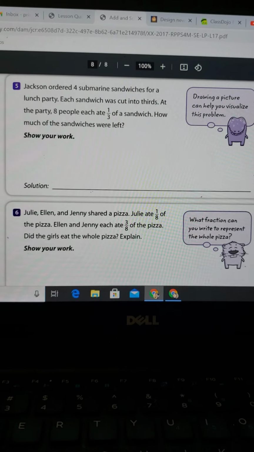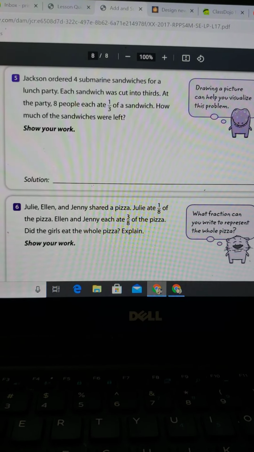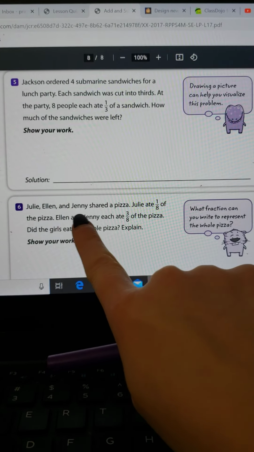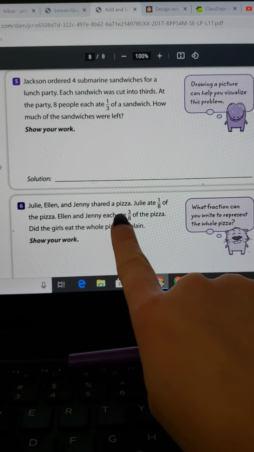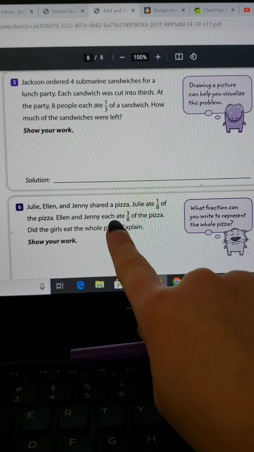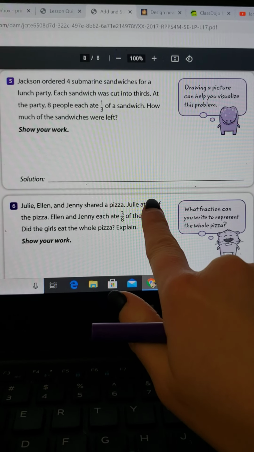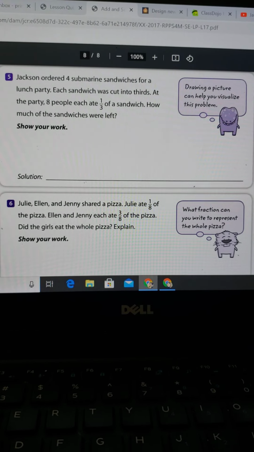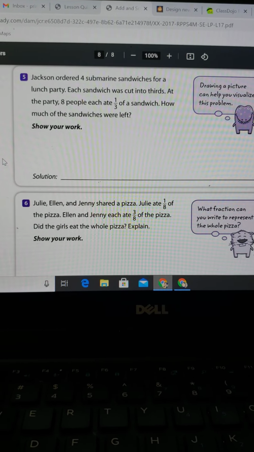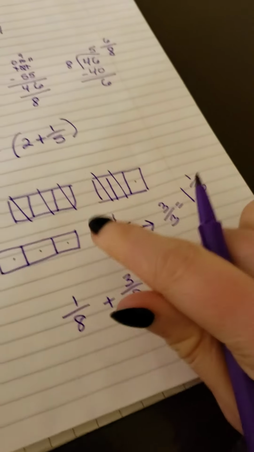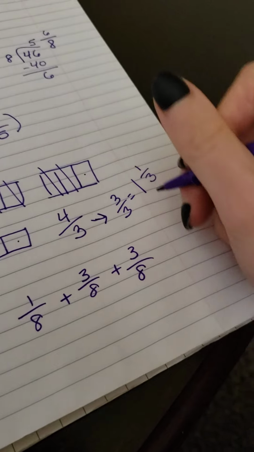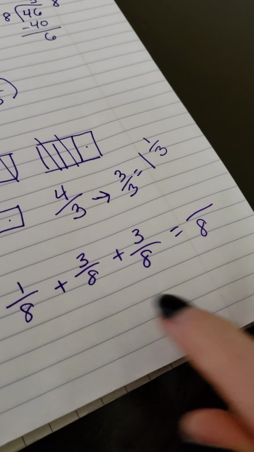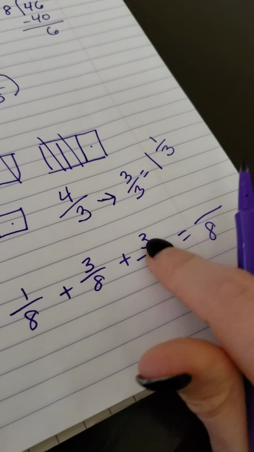It tells me first that Julie ate 1/8 of the pizza. Ellen and Jenny, both of them, so each one of them ate 3/8. So what I have really is 1/8 plus 3/8 plus 3/8. I'm writing that off on the side of my paper. Okay, just like this. I know that my denominator stays the same, and I'm just adding my numerators. So 1 plus 3 is 4. 3 more is 7.